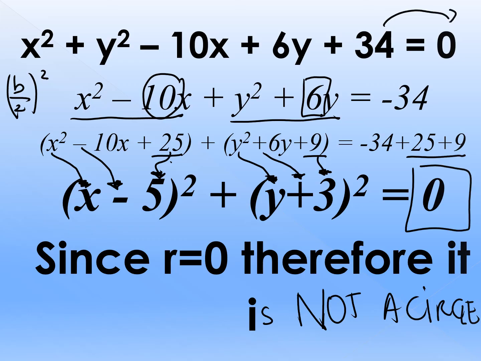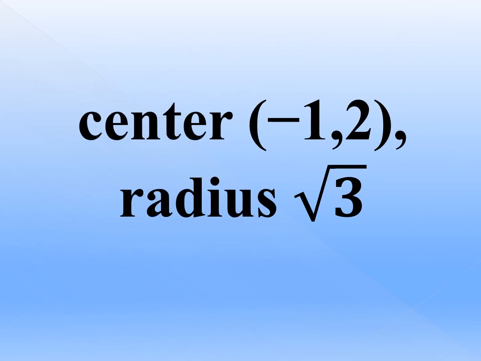Let us now have this one. How about if we have the standard, which we have this condition, center (-1, 2) and radius square root of 3. So again, the first thing that you're going to do, transform this first into the standard form of the equation of a circle.